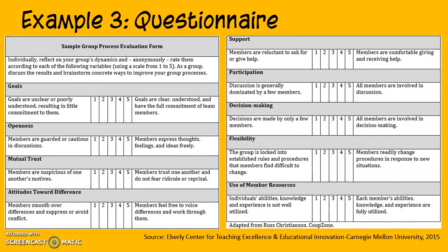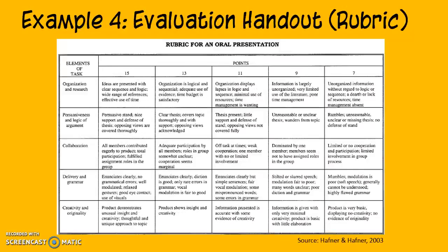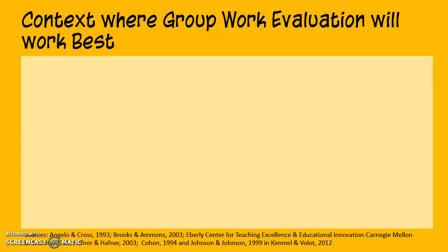Example 3 is also a questionnaire, but in this example, students are only asked to rate each of the evaluation criterion. Example 4 is an evaluation handout in the form of a rubric. Different levels or descriptions of task performance by element have corresponding points. For group work evaluation to work best, the following conditions should exist.